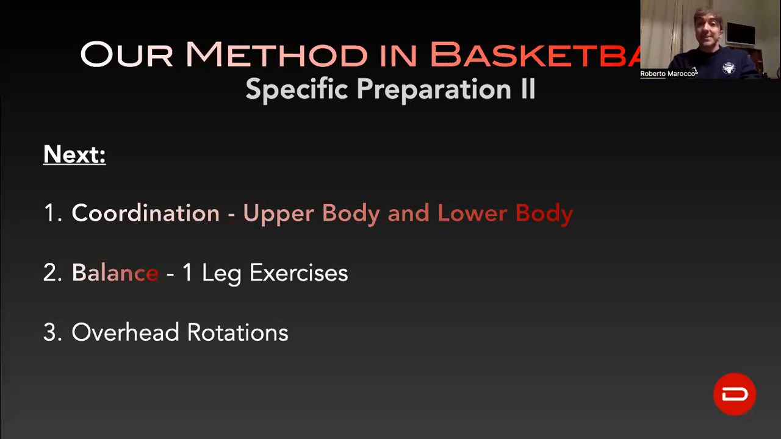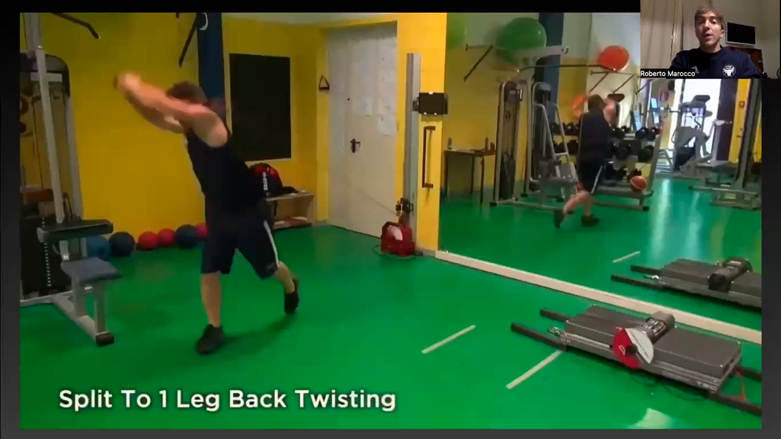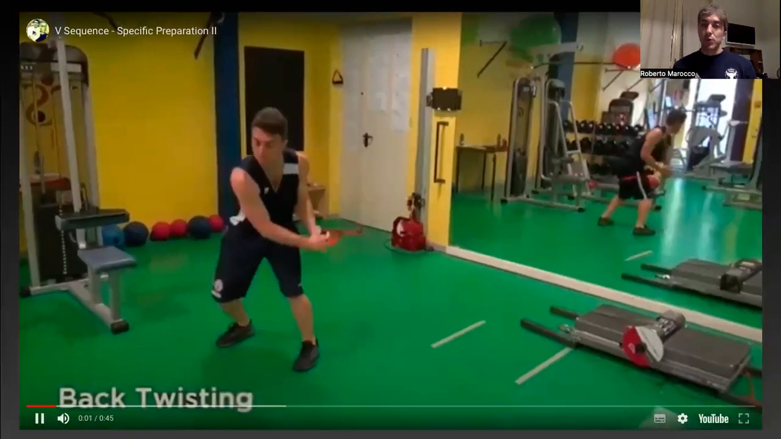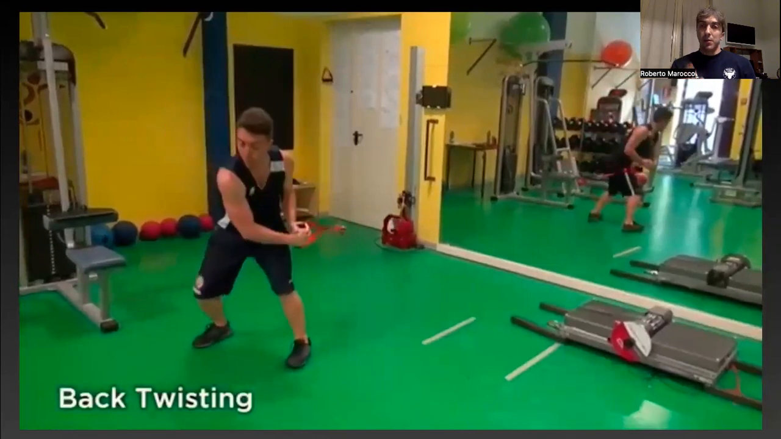So, what's next? In our 4 phases, there's the last one, the specific preparation part 2, where we can raise the level of coordination, raise the level of balance, and a way to do this is with the rotational pattern overhead. It is just an example of what we can do after that kind of regressions and progressions we've seen in the specific phase number 1.